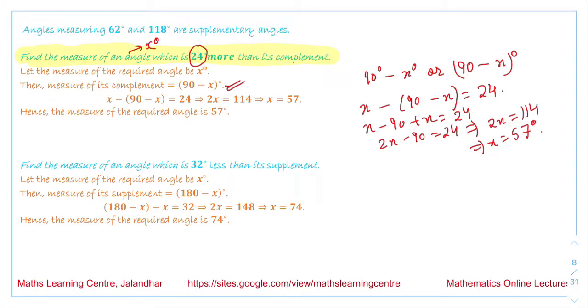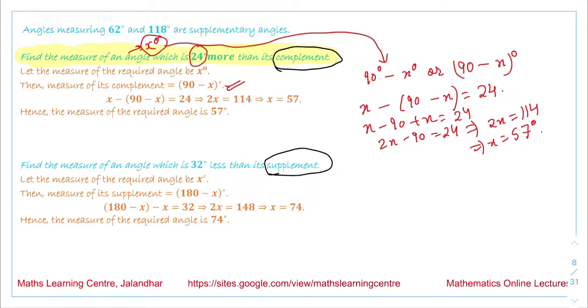So what we have done is, we are saying if the angle is x, then its complementary angle is 90 minus x. Now in the next question we have: find the measure of an angle which is 32 degrees less than its supplement. This is a similar question, but the difference is that in the earlier question we were talking about complement, and in this question we are talking about supplement.